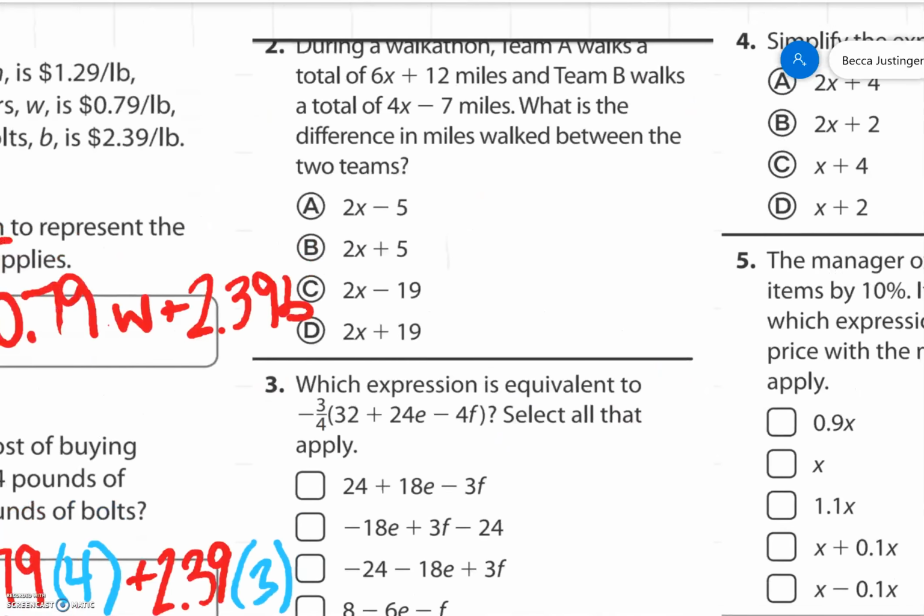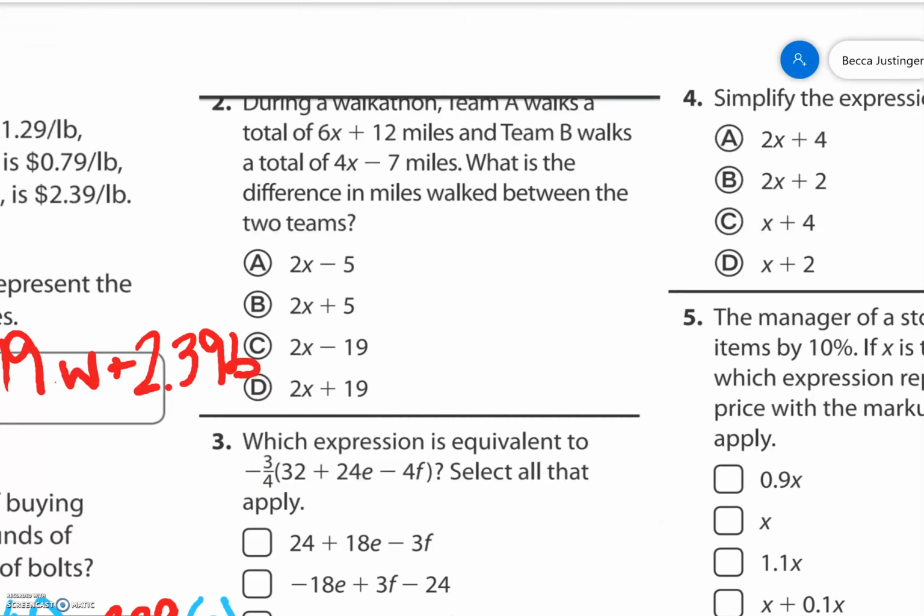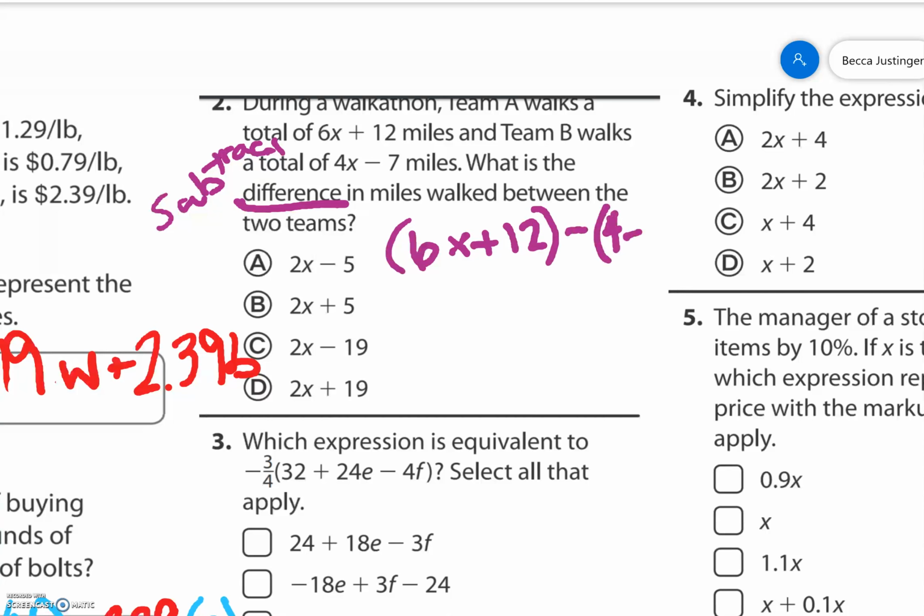Number 2. During a walkathon, Team A walks a total of 6x plus 12 miles, and Team B walks a total of 4x minus 7 miles. What is the difference in miles walked between the two teams? So we want to subtract, because that's how you find the difference. So we're going to put both expressions in parentheses: 6x plus 12 and 4x minus 7.